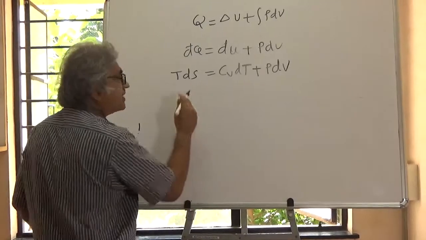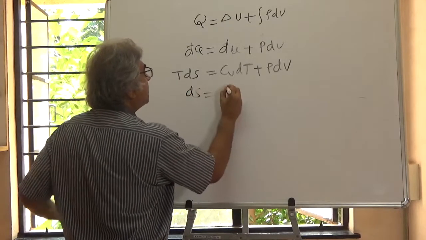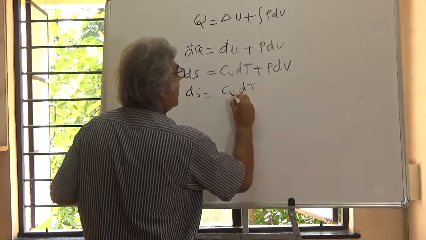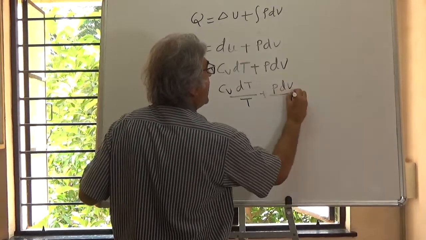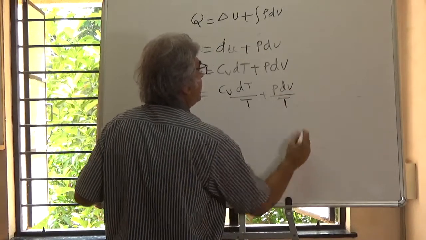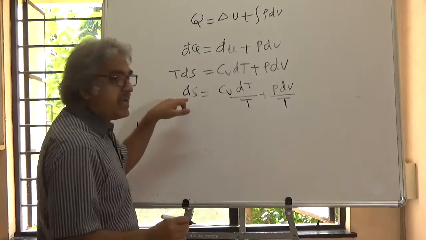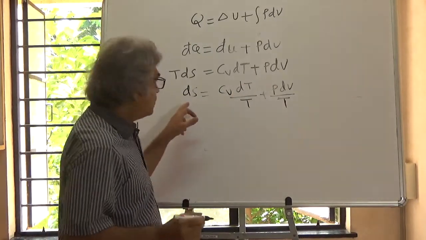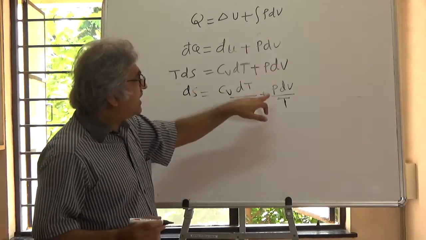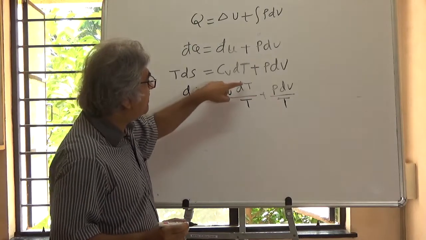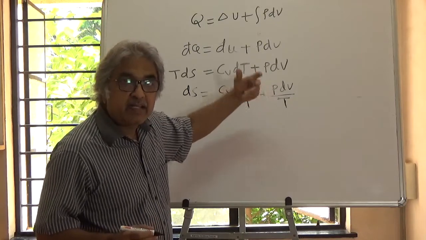Since we want to find the expression for change in entropy, I will say dS is equal to Cv dT upon T, taking T on this side, plus PdV by T. With dS, we want to find the change in entropy, so we have to integrate this expression. But before we do that, let's rearrange these terms. You have dT and T here, and dV here. So can we write P by T as a function of V?